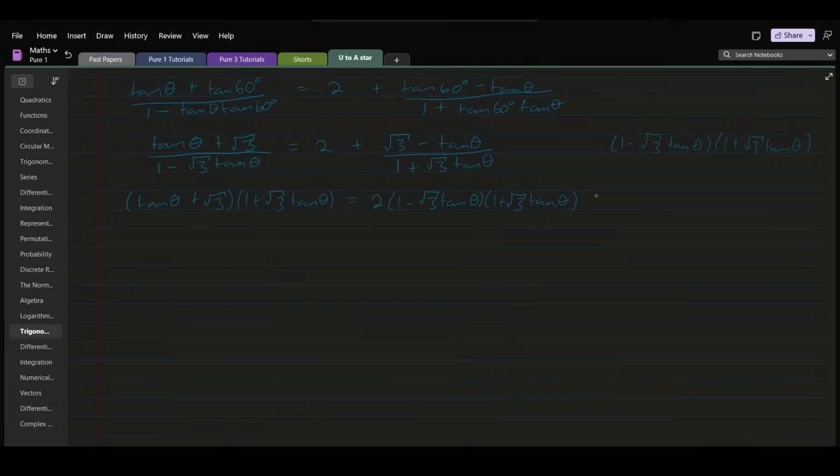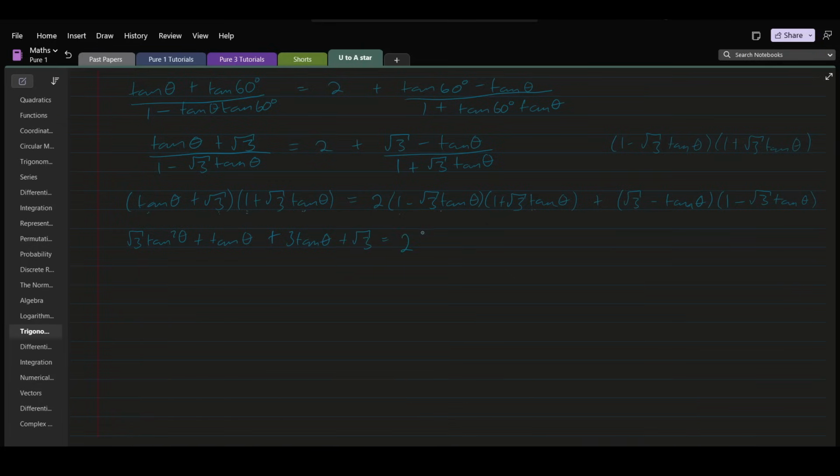and then our last term will become plus root 3 minus tan theta, and that's multiplied by 1 minus root 3 tan theta. Now let's expand. So we've got tan theta times root 3 tan theta. That's root 3 tan squared theta. Then we have tan theta times 1, which gives us plus tan theta. Then we've got 3 tan theta times root 3. So that gives us 3 tan theta. And then finally we have root 3 times 1. That gives us root 3.